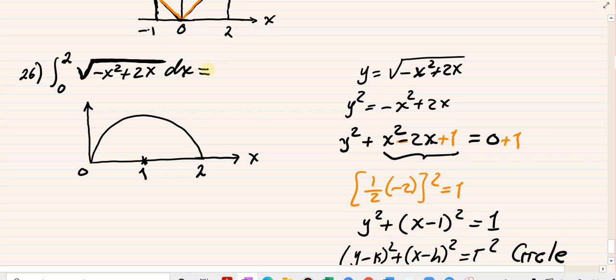The area of a circle, again, is pi r squared. For a semicircle, it's going to be half of that, right? Half of pi, radius 1 squared. So the answer is just going to be pi over 2.